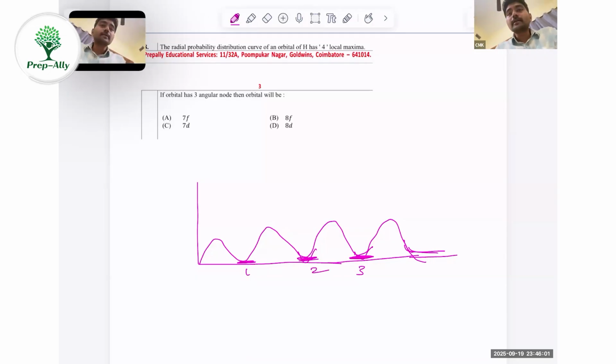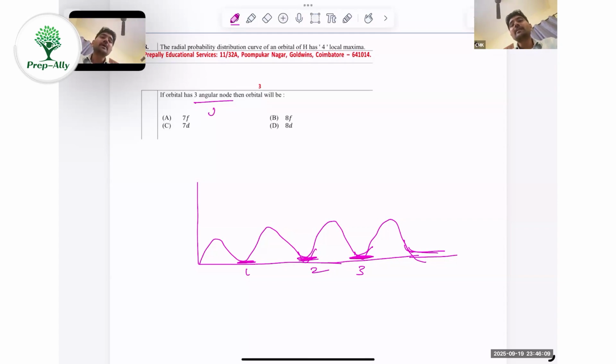Whenever 3 nodes are there, and the orbital also has 3 angular nodes, that information has also been given. Angular nodes 3 means L value is 3. L value 3 is for which orbital? That is the F orbital. So you can eliminate C and D. The answer should be the F orbital.